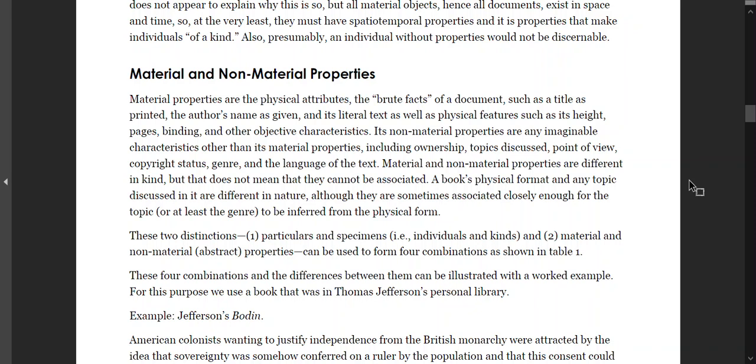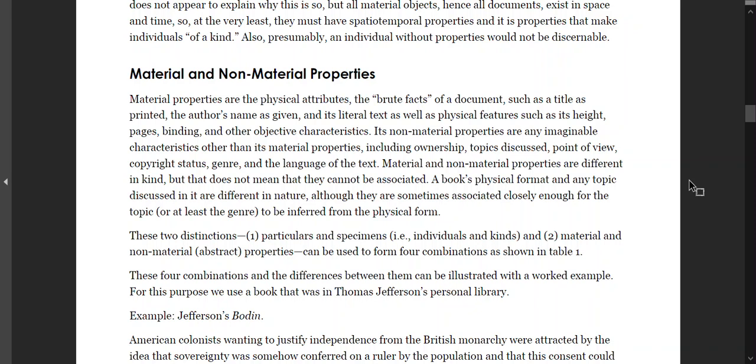Material and non-material properties are different in kind, but that does not mean they cannot be associated. A book's physical format and any topic discussed in it are different in nature, although they are sometimes associated closely enough with the topic, or at least the genre, to be inferred from the physical form. These two distinctions, particulars and specimens, individuals and kinds, material and non-material abstract properties, can be used to form four combinations as shown in Table 1.